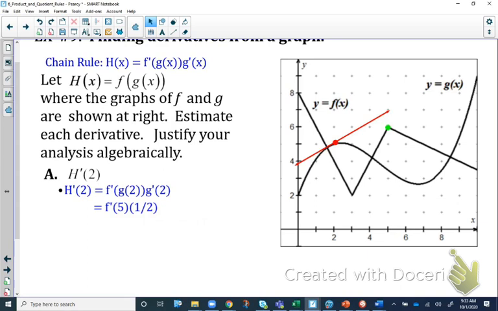And so now I'm going to look, okay, well, what's the slope of the tangent line of function f when x is 5? Well, at 5 there, we have a corner. And because we have that corner, we cannot take the derivative of the function at that point. So the derivative h prime of 2 does not exist.